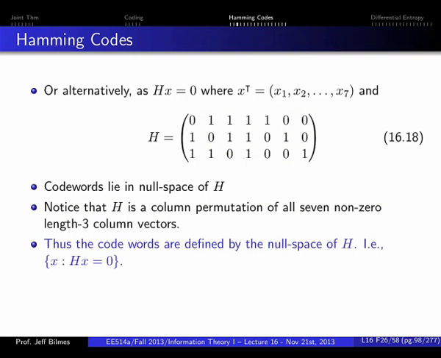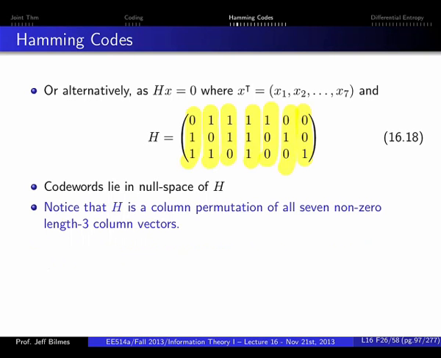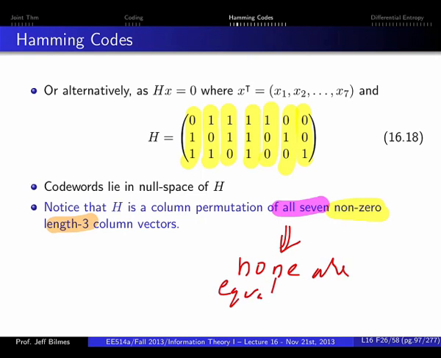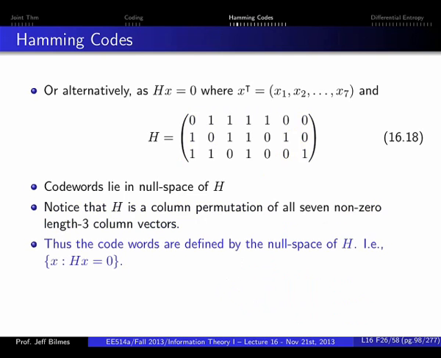And the code words are defined by the null space. So there's two things that are important about this, maybe I should mention. First of all, they're non-zero, okay? And number one. Number two, it's all 7. And of course, they're length 3. Since all seven implies that none are equal to each other. Right? So that's something that we need. And also that they're non-zero. That's an important part too.